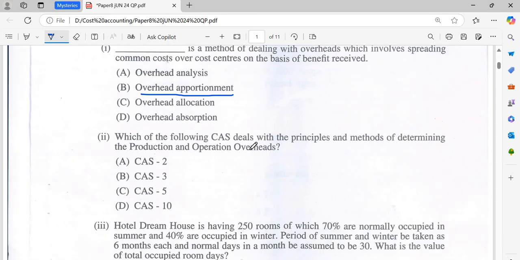Second question: which of the following CAS deals with the principles and methods of determining the production and operation overheads? So production and operation overheads is dealt in cost accounting standard 3. So the correct answer is B.